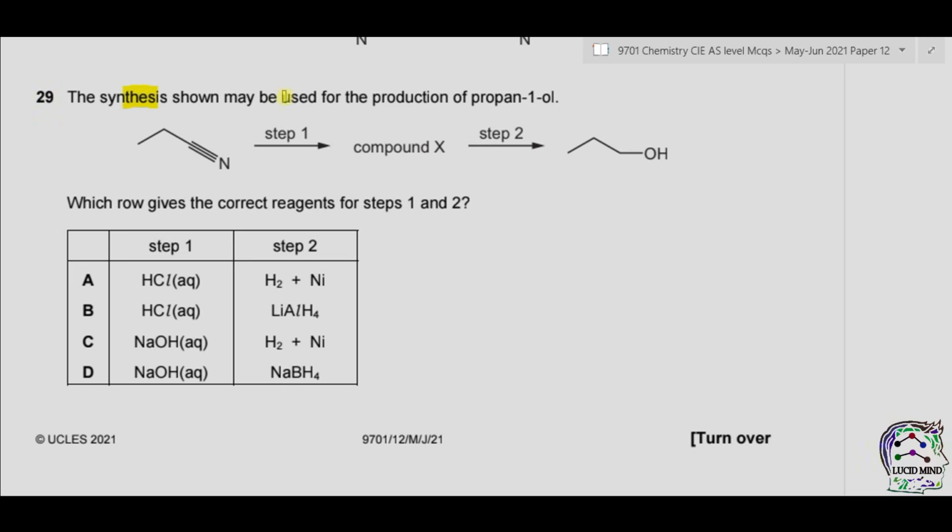Question 29. The synthesis shown may be used for the production of propan-1-ol, which is an alcohol. We have a nitrile. In step 1 it converts into a compound, then in step 2 it converts into alcohol. Which row gives the correct reagents for step 1 and step 2? In the equation we can see we have 1, 2, 3 carbons and nitrogen is also present, so this is propane nitrile. And on the product side we have 1, 2, 3 carbon atoms and this is propan-1-ol.